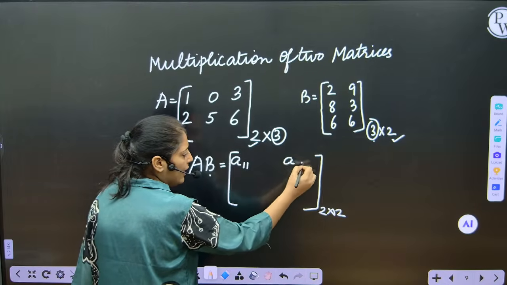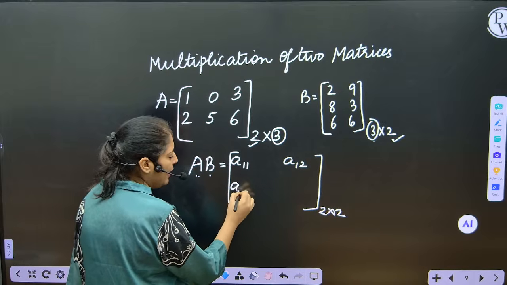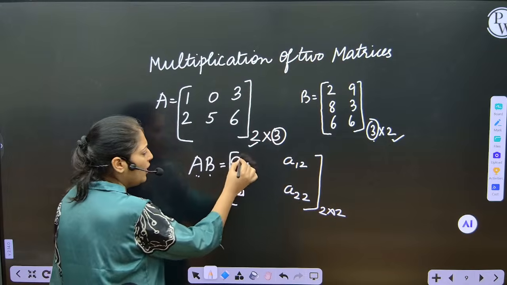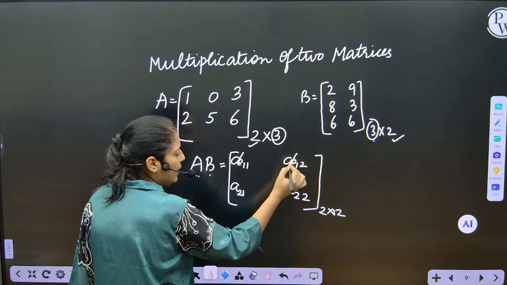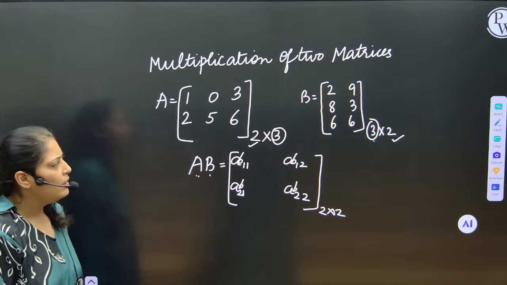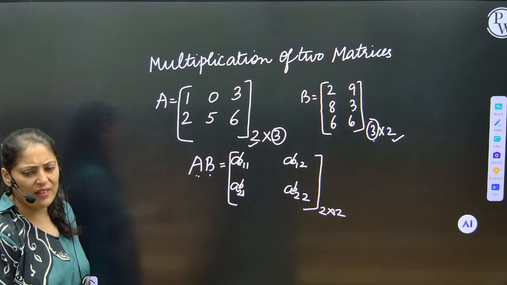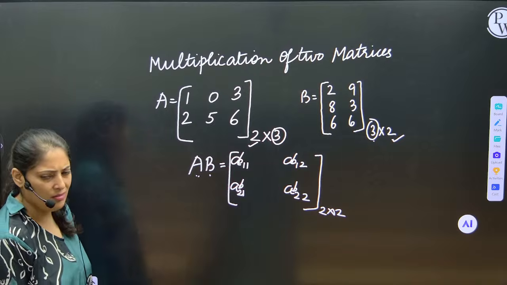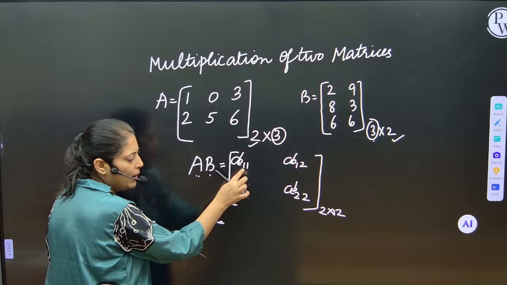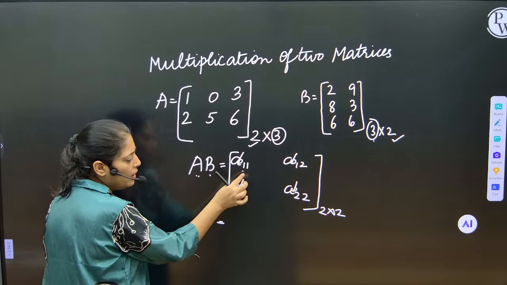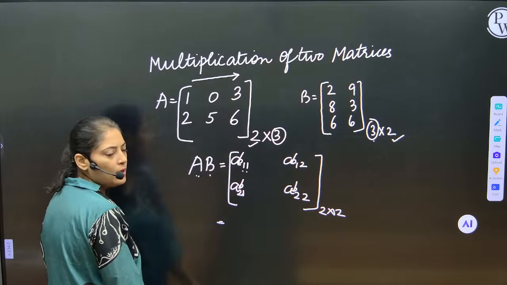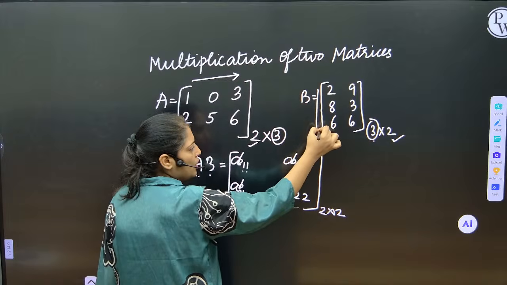A11, A12, A21, A22. Okay. Or I'll write AB11, AB12, AB21, AB22. Or you can write C11, C12. No issues. We don't have to focus on that part. The main thing is we will multiply first row and first column. First row with the first column.